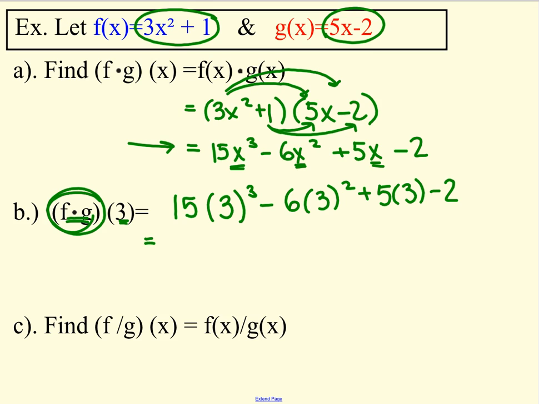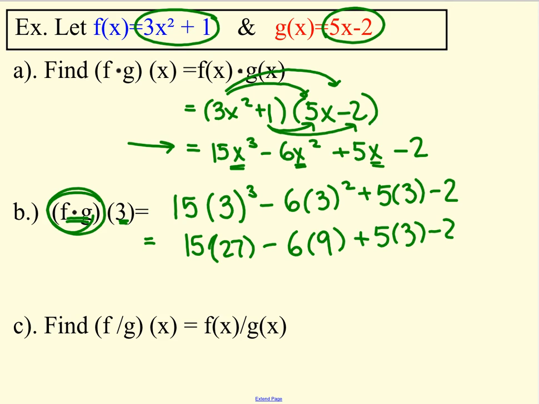Now we use order of operations. We're going to do the exponents first. So 15, 3 times 3 times 3 is 27, minus 6, 3 times 3 is 9.